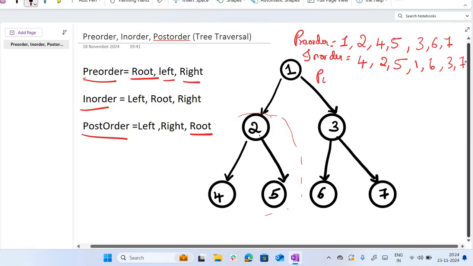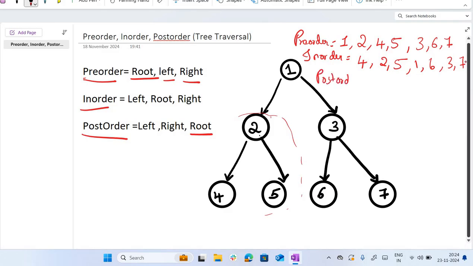So let us write the post-order. Post-order is left, right and then the root. So for this left part, left is 4, right is 5 and then the root is 2. Next the right part: left 6, right 7, 3 and then the root is 1.